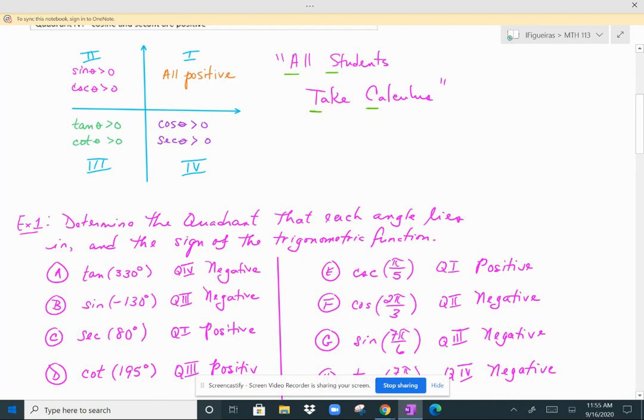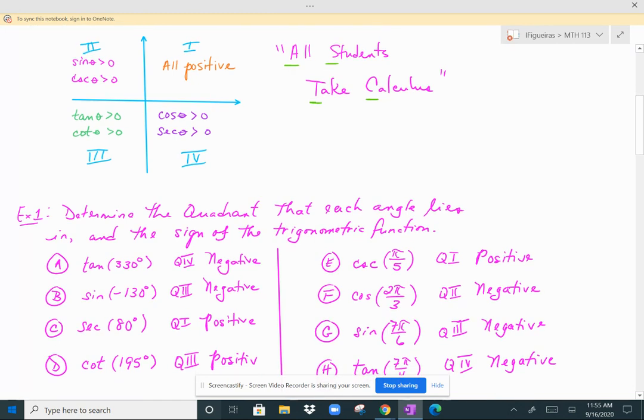So here's an example. We want to determine the quadrant that each angle lies in and then what the sign of the trigonometric function is. So we have tangent of 330 degrees. Tangent of 330 degrees is in quadrant 4. Therefore, tangent is negative. The only 2 that are positive are cosine and secant. When I go on to B, that's the sine of negative 130 degrees. Remember, when it's negative, you're going backwards. So negative 130 lies in quadrant 3, and sine is negative in quadrant 3.